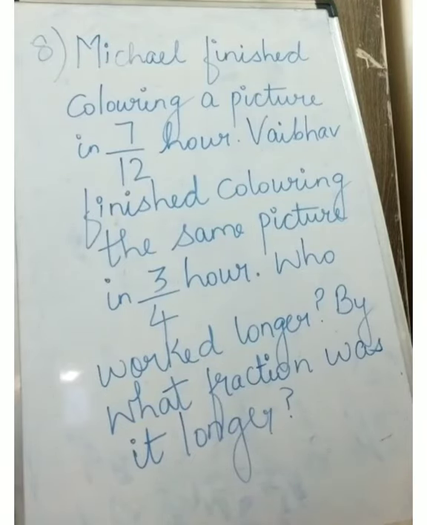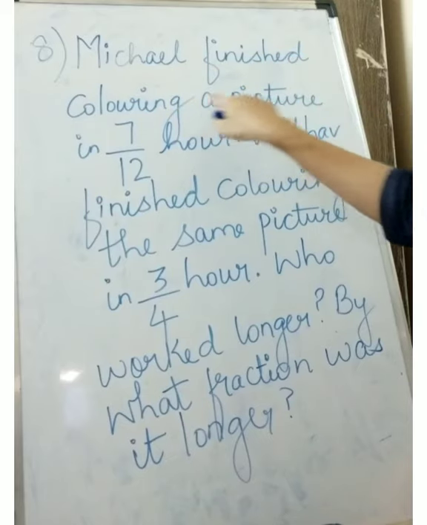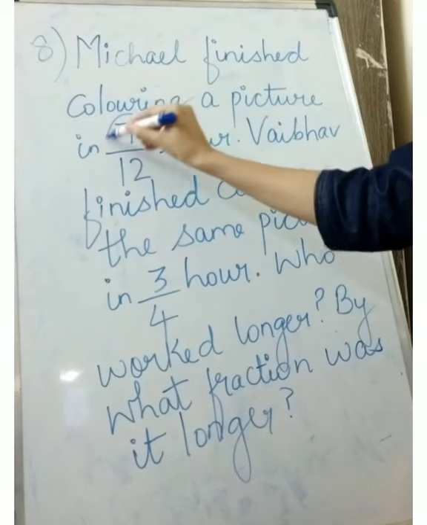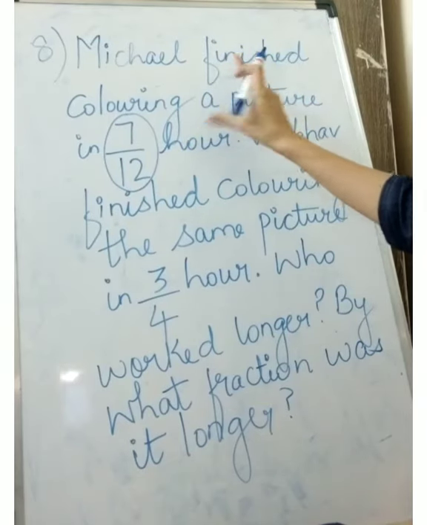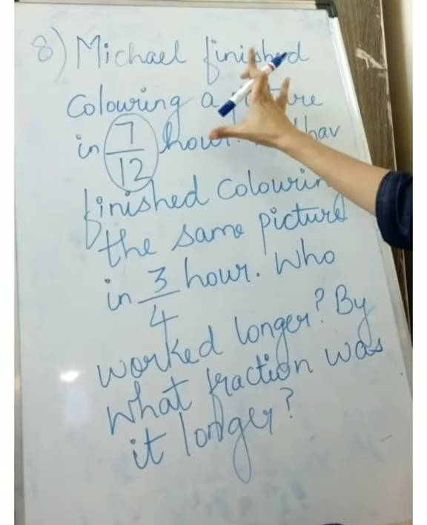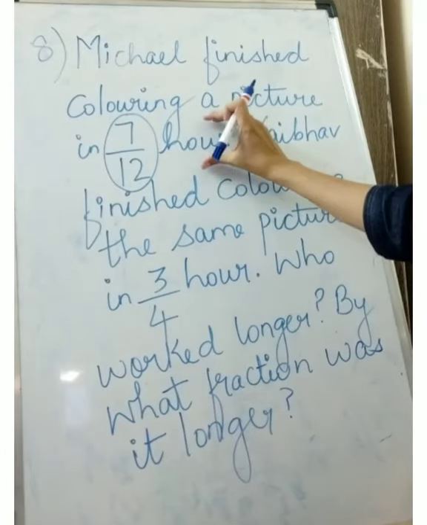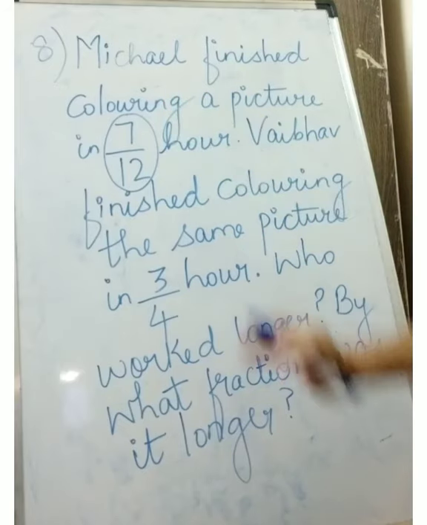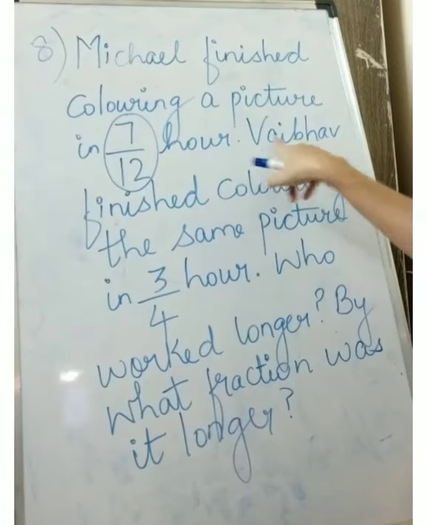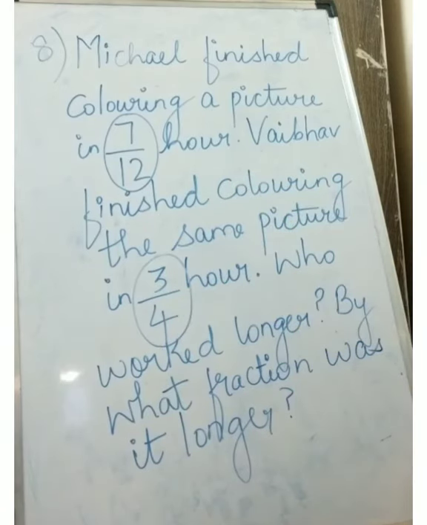Okay, now question number 8. Michael finished coloring a picture in 7 upon 12 hours. Suppose Michael is coloring one picture and he took 7 upon 12 hours. So how much time has Michael taken to finish coloring a picture? 7 upon 12 hours. Now Vaibhav finished coloring the same picture in 3 upon 4 hours.